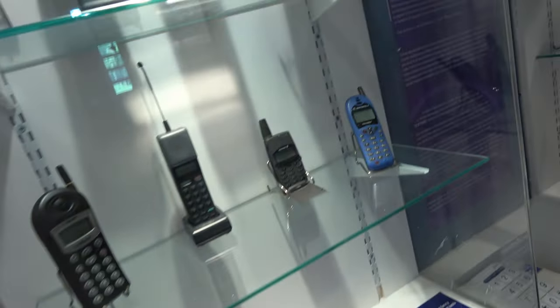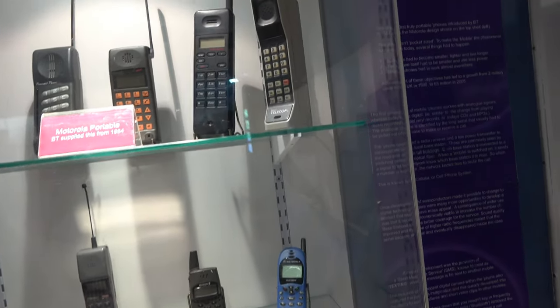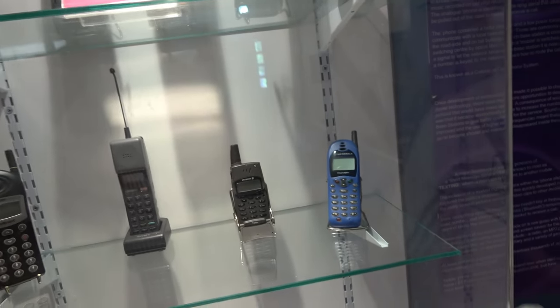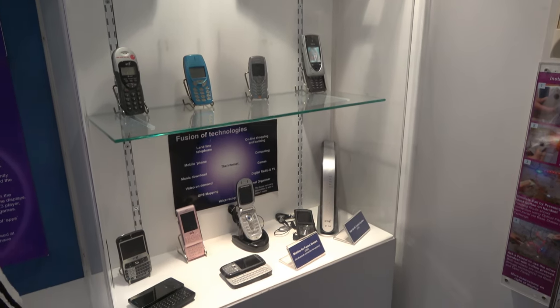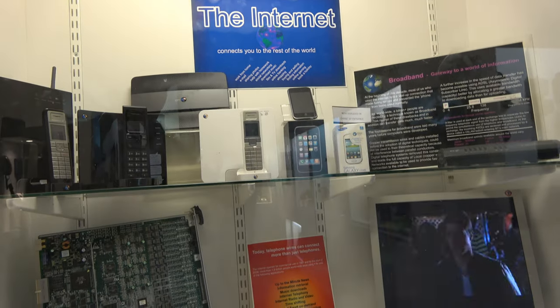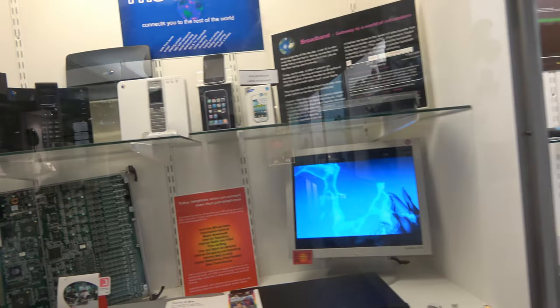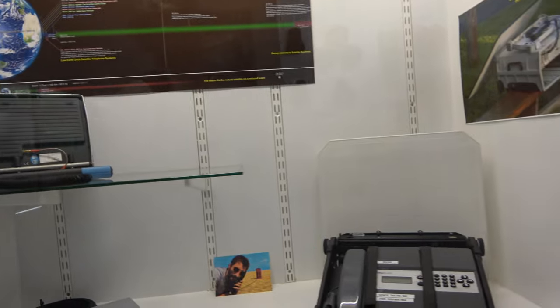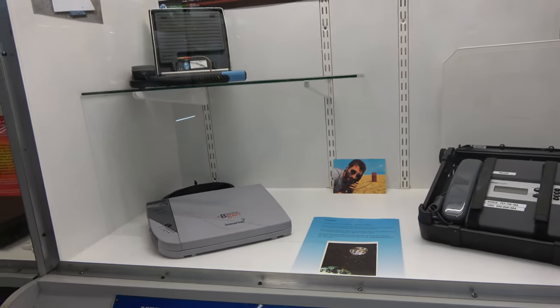Is this a newer phone? Oh, that was the BT one. Right up to the present, and we now use the internet for our communications. Satellites. These are phones that can use satellites.